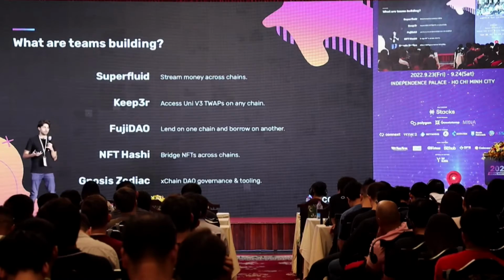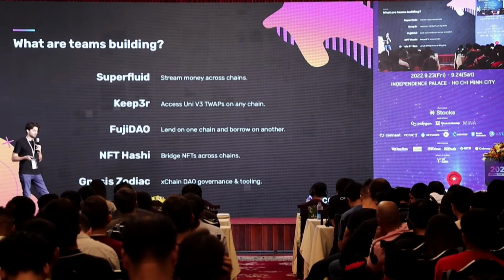FujiDAO is another really interesting one. FujiDAO is actually solving the problem that I talked about at the start of this talk, which is lending aggregation. How do you have a single interface for something like Aave? FujiDAO also does it on top of Compound, Trader Joe, and a bunch of other protocols. But the core idea is very, very simple: lend on any one chain and borrow on any other chain. Intrinsically, that feels like the right experience to give to users.